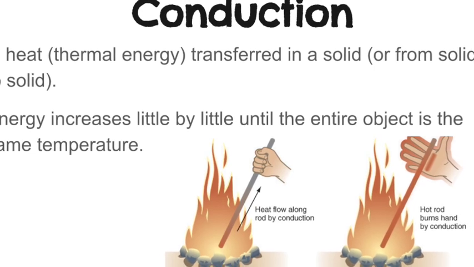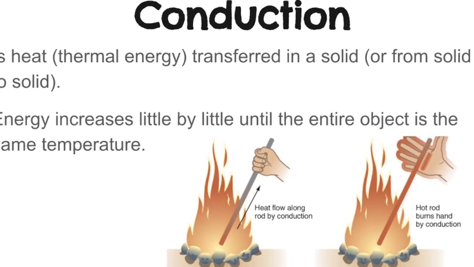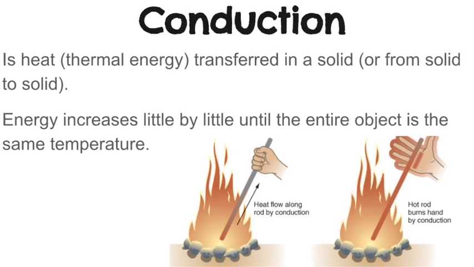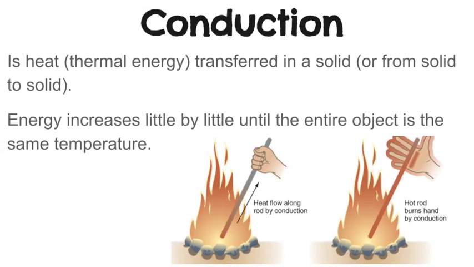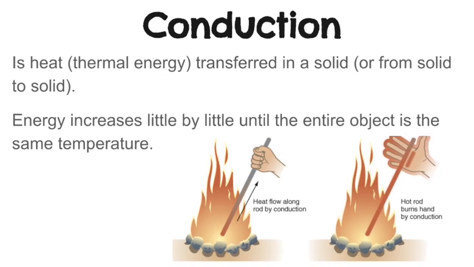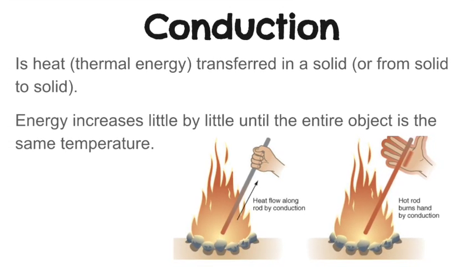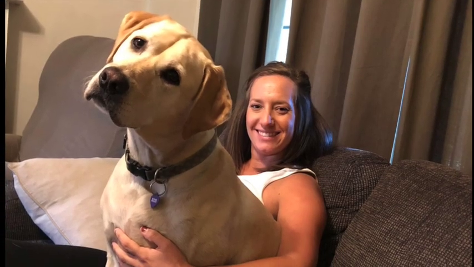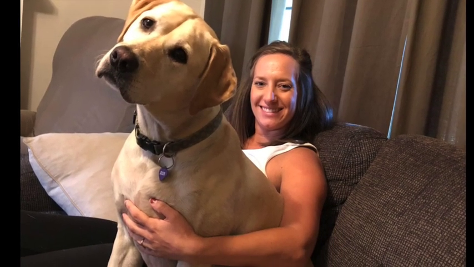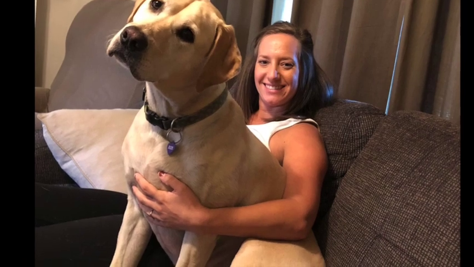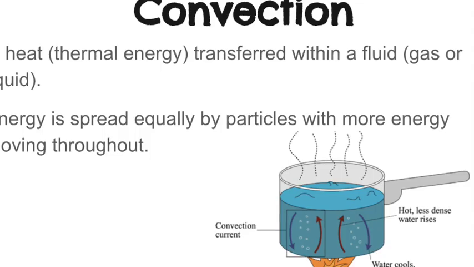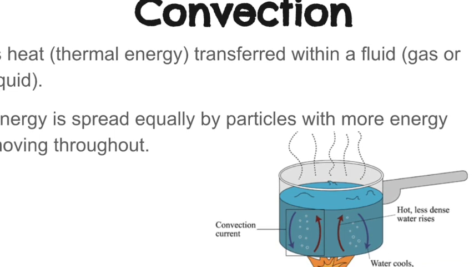So conduction is when heat is transferred in a solid or from solid to solid. Energy increases little by little until the entire object is the same temperature. So in the example, the heat flows through the rod and then eventually to your hand. Or when Willow sits on me, her warmth or heat energy is being transferred to me, and so I feel warmer. Convection is another way thermal energy is transferred.